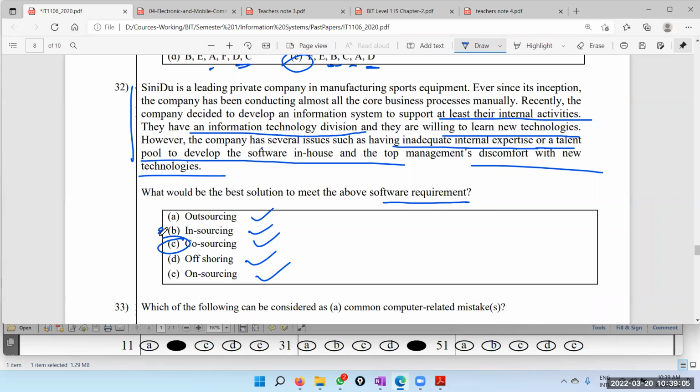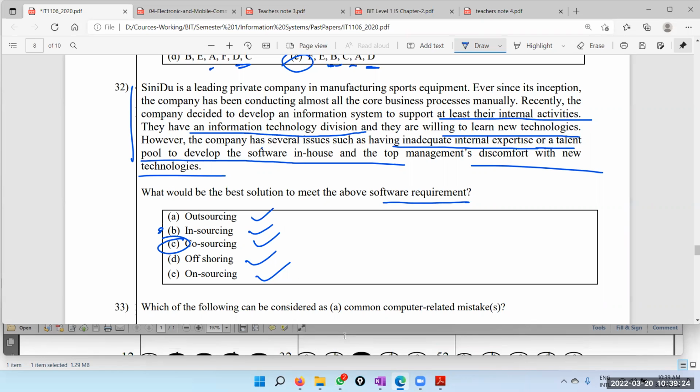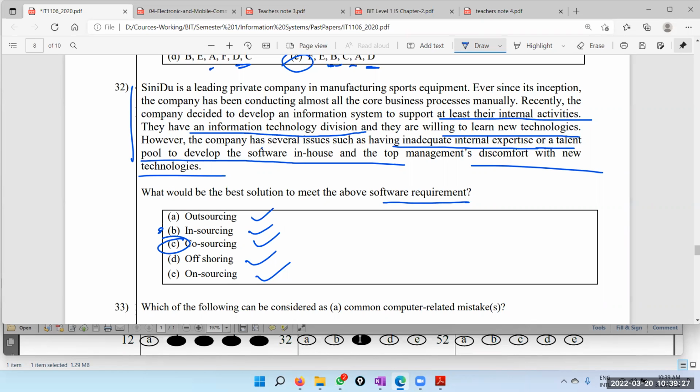Right? If you give 100% outsourcing, we are wasting our IT resources, and they are willing to learn new things. But at the same time, it's risky to go for insourcing because we are lacking resources, and also our management is not comfortable with this. So therefore, I will go for co-sourcing. Let's see the answer. Yes, C is the answer.